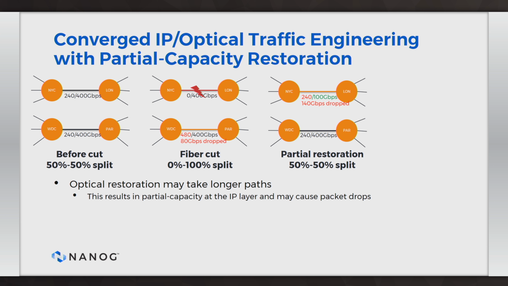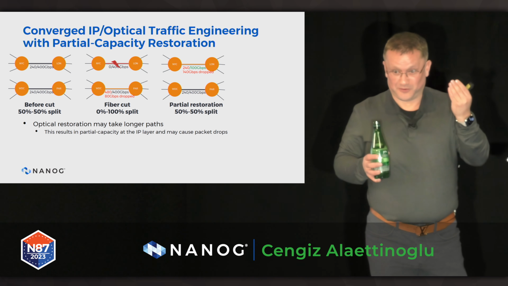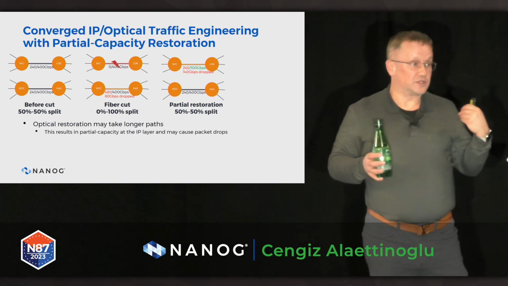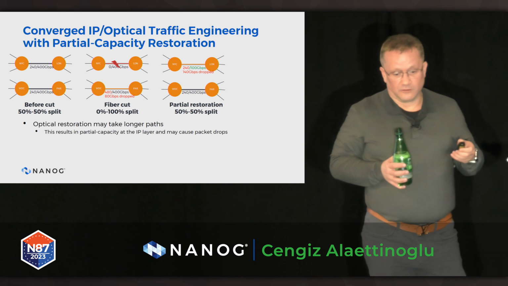It will see the link is up. It will go back to its routing, the default routing. It will again do a 50-50 split, and it will send on this newly brought up link 240 gigabits per second of traffic, and it will drop 140 gigabits per second of traffic. We actually made the network worse by bringing more capacity to the network because we did not coordinate it with the IP network. So as a result, the network got worse.